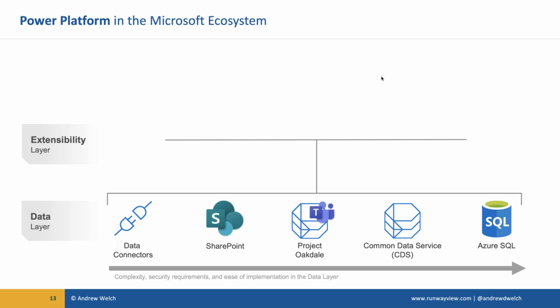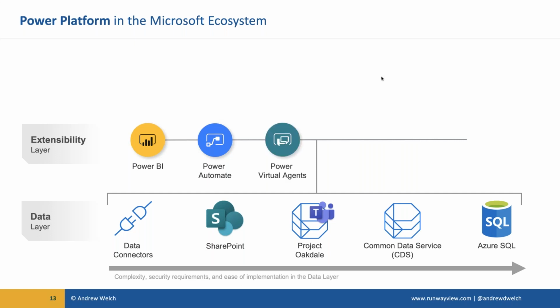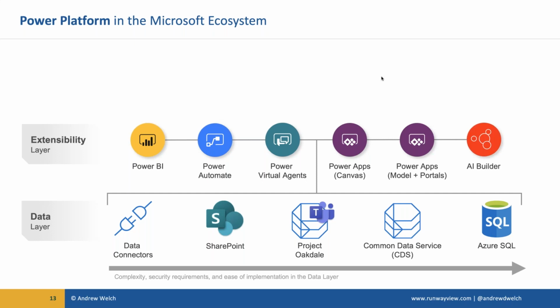These are the applications: Power BI for business intelligence and data visualization, beautiful dashboards surfacing that data. Power Automate for business process automation and RPA, robotic process automation. So that happens in Power Automate. Power Virtual Agents for building intelligent chatbots, Canvas Power Apps, model-driven and Power Apps portals, and we'll talk about that in a moment. And then finally, AI Builder for low-code AI.